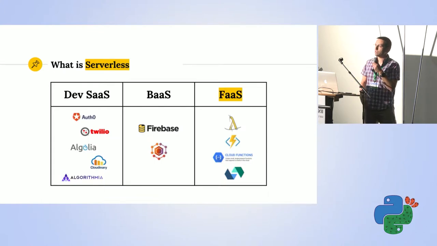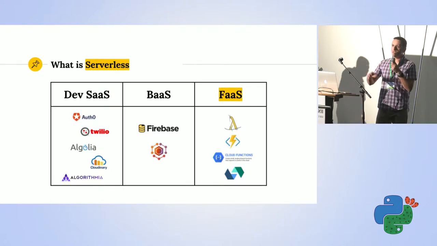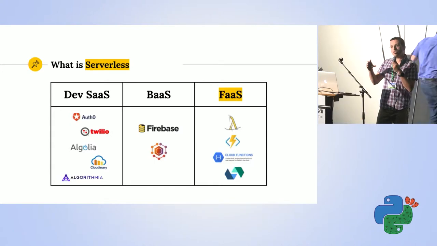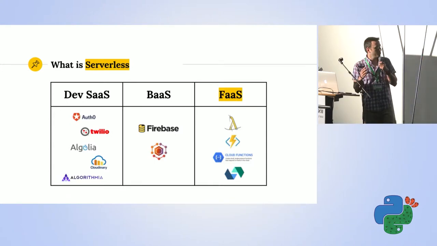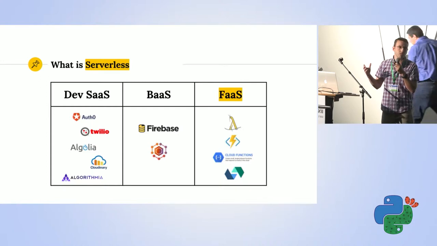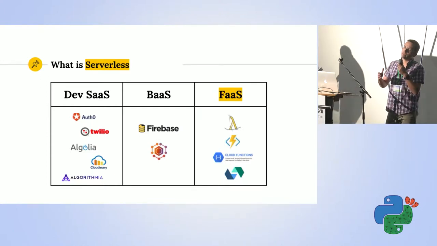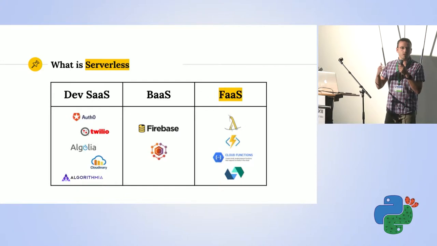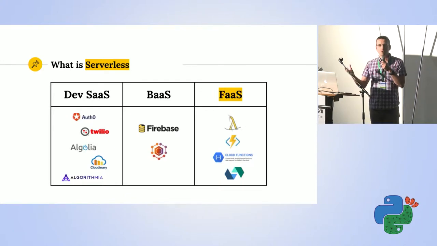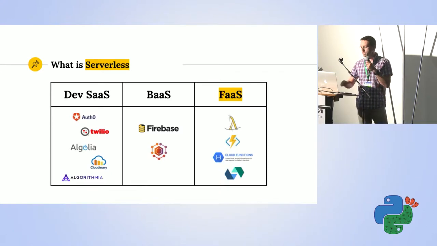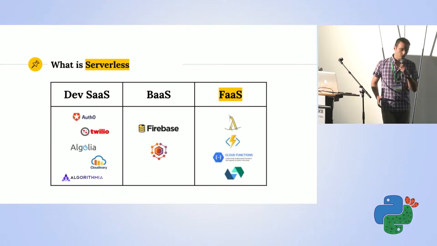The second meaning is backend as a service. So Firebase, AWS Mobile Hub, they provide you a bunch of features that most mobile applications or web applications will need, such as authentication, notifications, basic data storage, monitoring, analytics. They are provided out of the box by these services, so you don't need to write any server code or backend code.